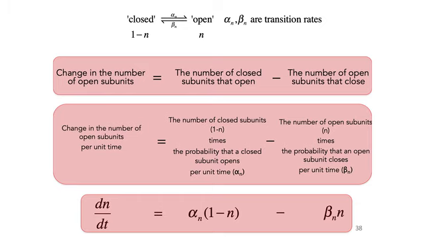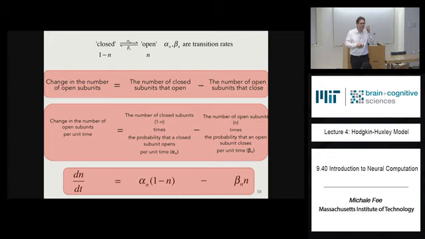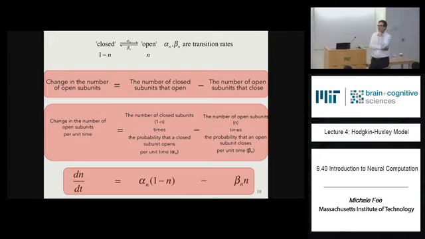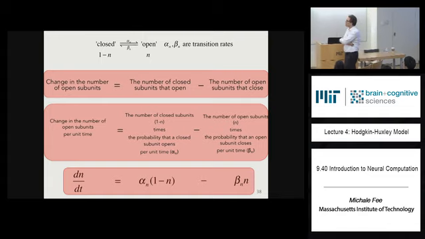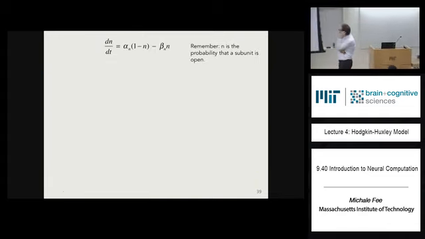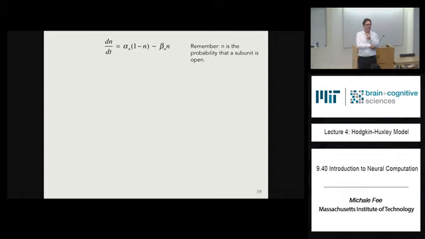The change per unit time of n is just the number of closed subunits, 1 minus n, times the probability that those open per unit time, alpha, minus beta times n. Okay? Alpha times (1 minus n) minus beta times n. Any questions about that? Alpha and beta are voltage dependent. So I've rewritten that equation. n is the probability that a subunit is open.